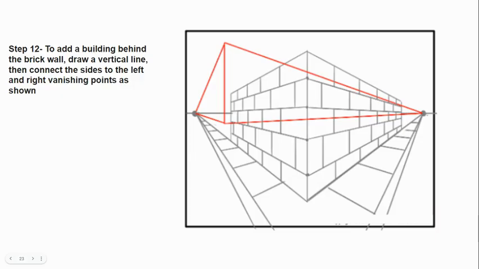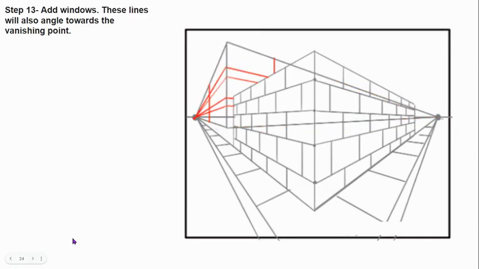Next, in order to add a building behind the brick wall, draw a vertical line and then connect the sides to the left and the right vanishing points as you see here. Now you're going to add windows. Now these lines will also angle towards the vanishing point. Remember, always use your ruler. So this is how you would do it.